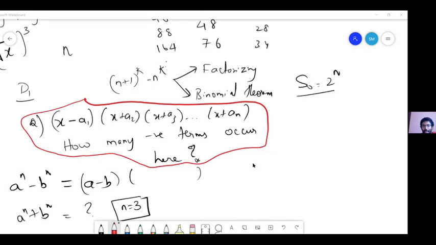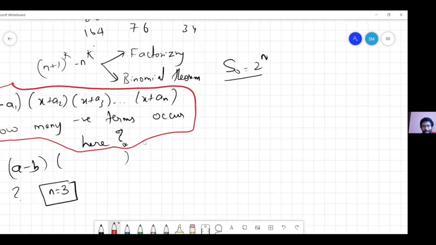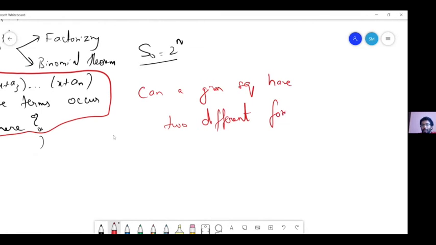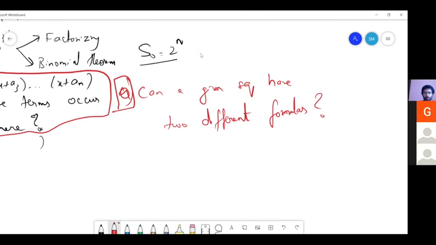Sunil gave one answer, and others gave an answer. So basically, can a given sequence have 2 different formulas generating the same sequence? Is it possible? So actually, that formula is correct.